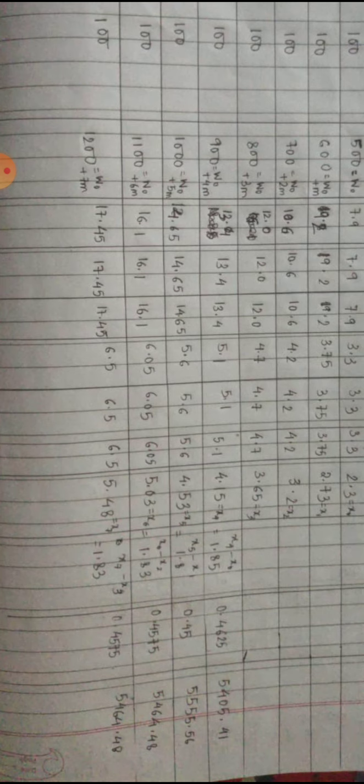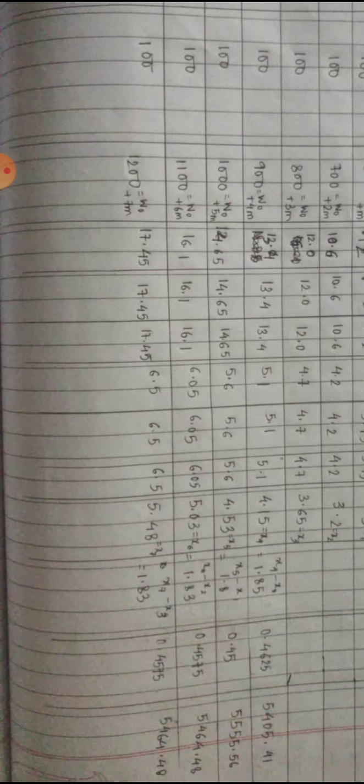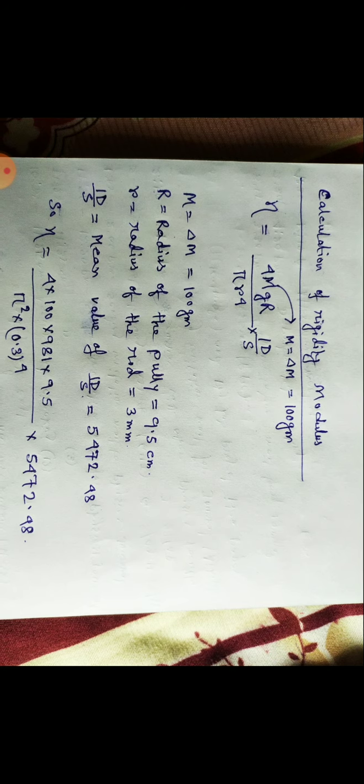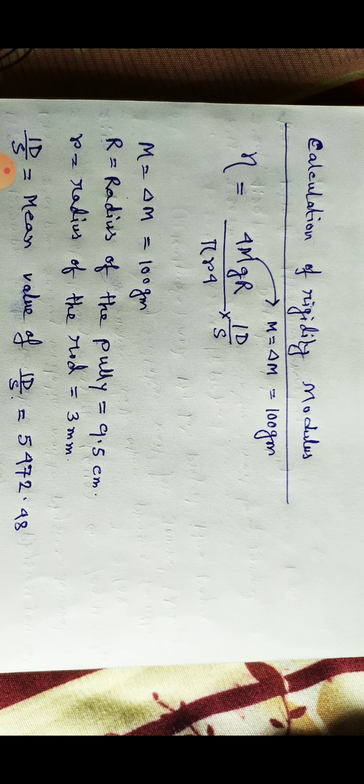Now I am going to discuss the calculation part, that is according to the formula. The formula for the rigidity modulus is eta equals 4 m g capital R by pi r to the power 4 multiplied with id by s, where a very important term is the m. The m is the del m, okay. So do not confuse m with the mass, say 500, 600, 800, like this. M is the del m. We add it one by one in the hanger for taking the reading, okay.